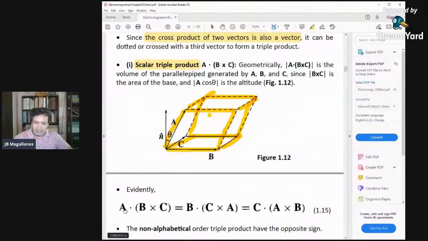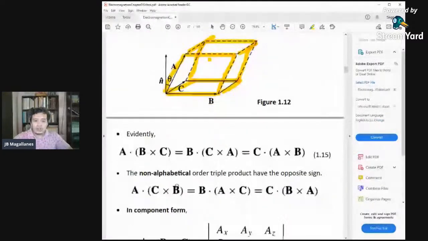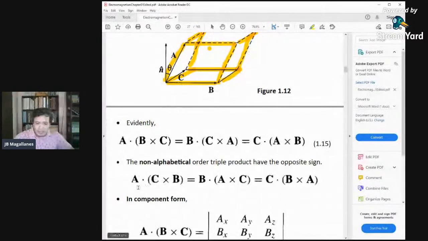Look at the cycle of the alphabet. A, B, C is also A, B, C. This is also A, B, C. So this is like an alphabetical order. Also here, these are also equal. A dot C cross B, this one is not equal. They are not equal, but the magnitude is the same. They are not equal because the directions are opposite, but the magnitudes.